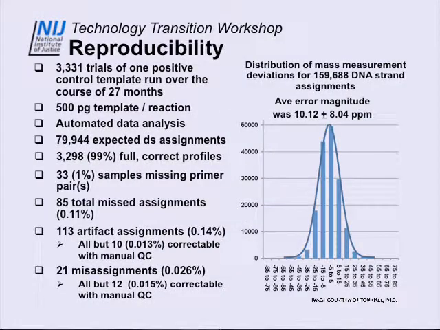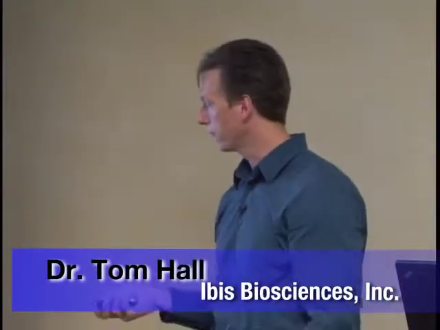It's very rare. That was 85 total missed assignments, or 0.11%, and 113 artifact assignments, or 0.14%, all but 10 of which were easily correctable with the manual QC we normally do. Those are usually a salt adduct, which we have to get salts efficiently cleaned out before they go into the mass spectrometer. And on occasion, you'll see an extra peak after your product peak. And 21 misassignments, all but 12 were correctable with manual QC. That was 0.015% then.